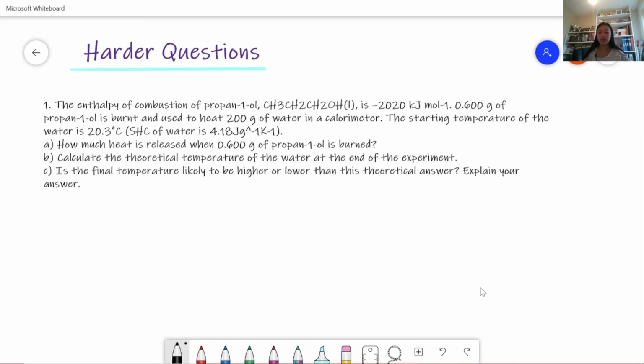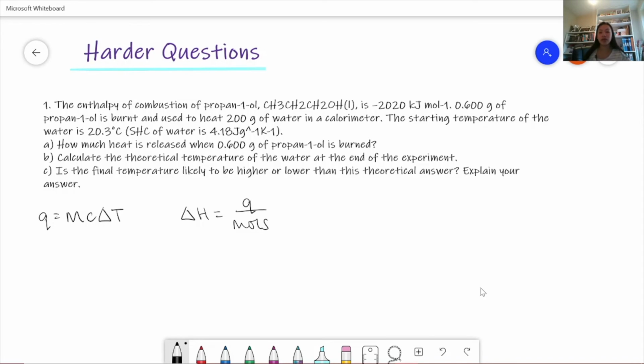Now, the first thing we do is we write out the two equations we know. So we know Q equals mc delta T, and we also know delta H equals Q over moles.